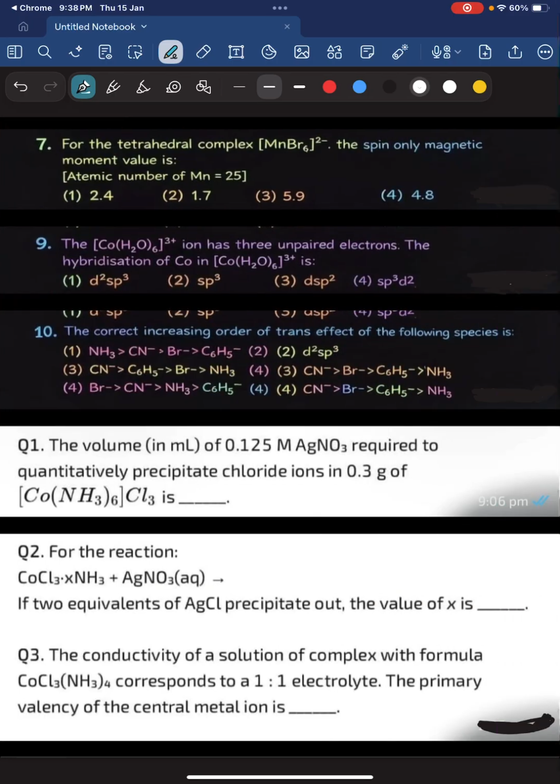The next one is, you can see this, the tetrahedral complex. You can read the question.